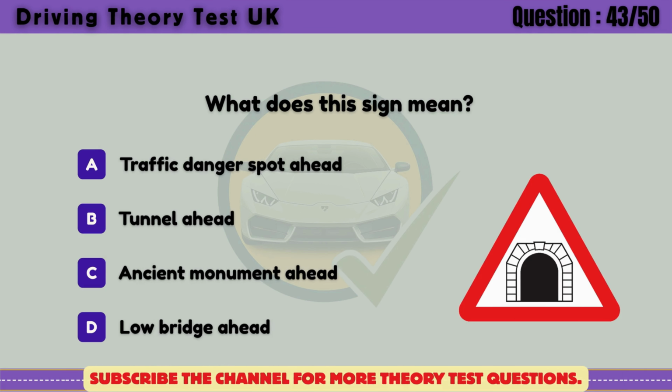Question 43. What does this sign mean? Option A. Traffic danger spot ahead. B. Tunnel ahead. C. Ancient monument ahead. D. Low bridge ahead.